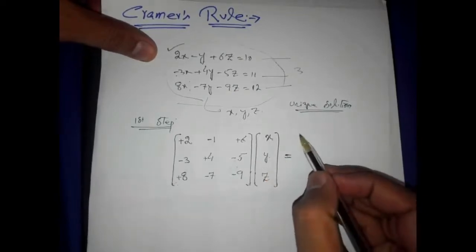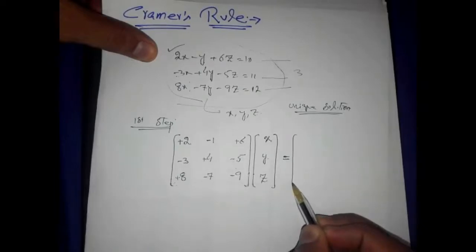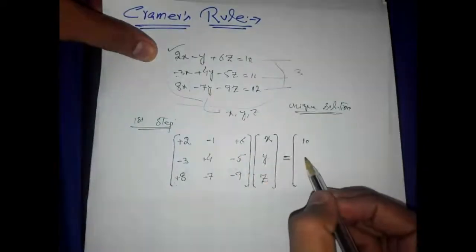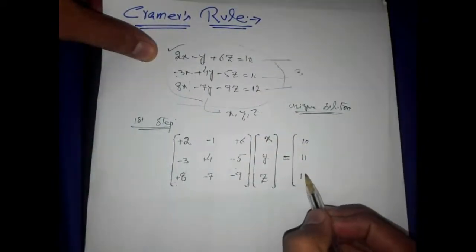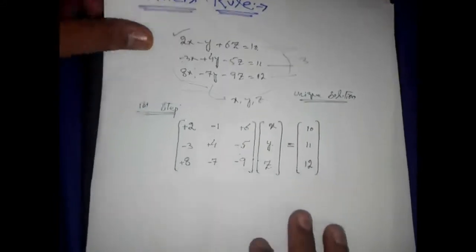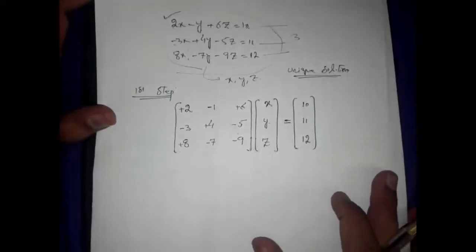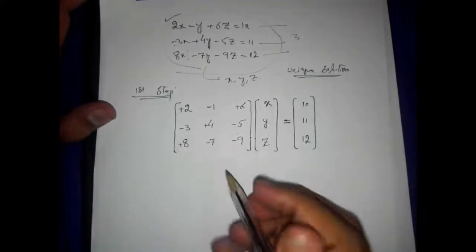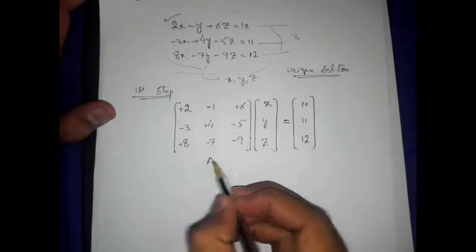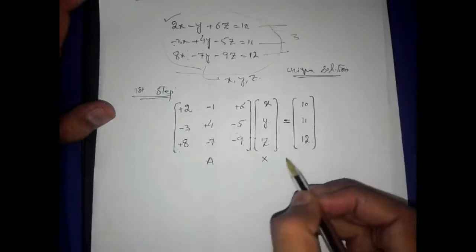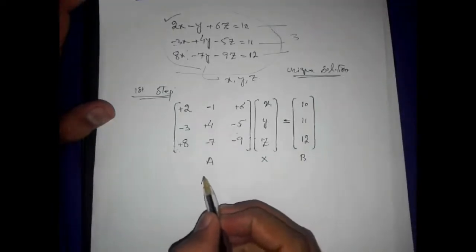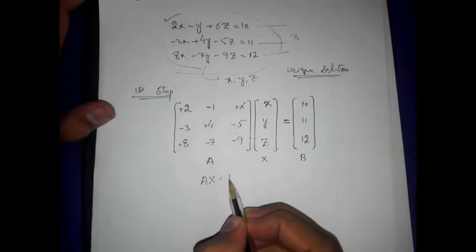Now here again you open another matrix, and here you write 10, 11, 12. Now close the bracket. So I give a name to each of the matrices. Like here I say that this matrix is A, this matrix is X, and this matrix is B. So I can write it like AX is equal to B.